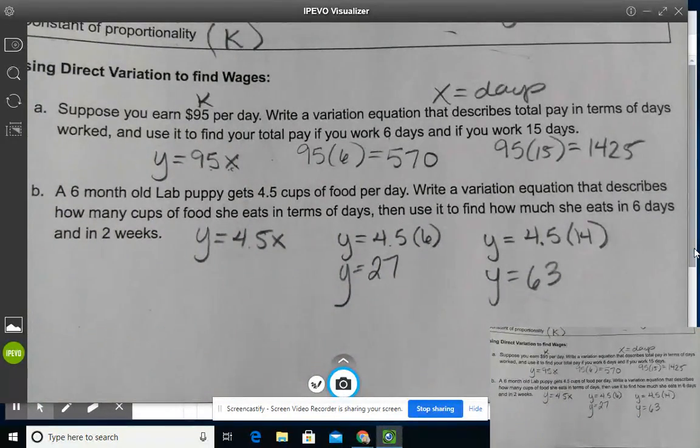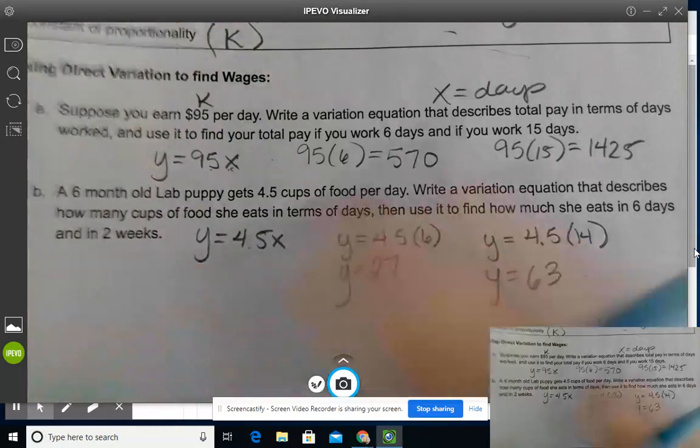How are we doing on that? Good? Great. Flip page.